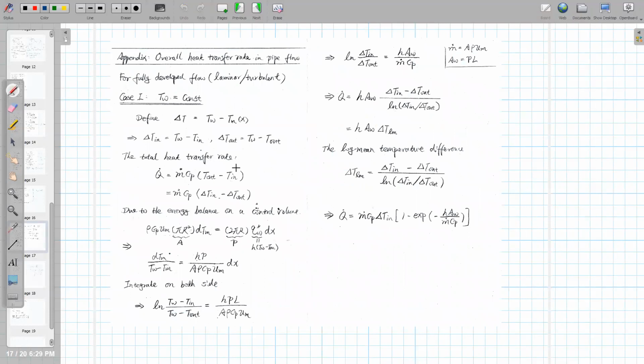So how can we do that? You can do this using the log mean temperature difference approach, okay? First, you can define the temperature difference as the wall temperature minus the mean flow temperature. This temperature difference is also changing with the x coordinate. At the inlet, we have delta T_in equal to T_W minus T_inlet. And at the outlet, you will have the wall temperature minus T_outlet, right? The overall heat transfer rate, you can first calculate based on the temperature difference between inlet and outlet, so it will be equal to m dot Cp times (T_out minus T_in).